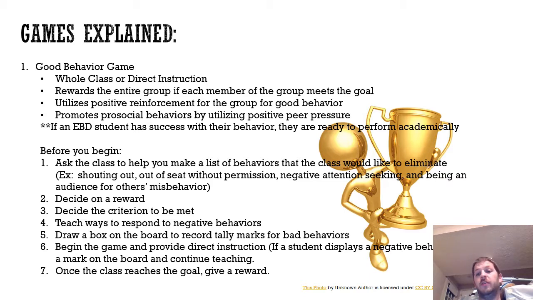If a student displays a negative behavior during the game, just make a mark on the board and continue teaching. Don't draw more attention to it. Once the class reaches the goal, give a reward.